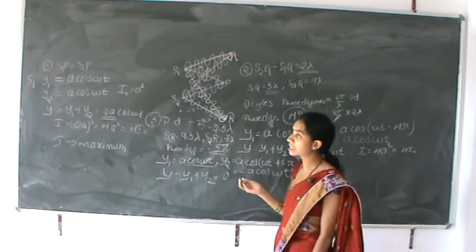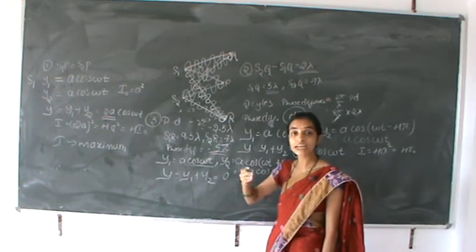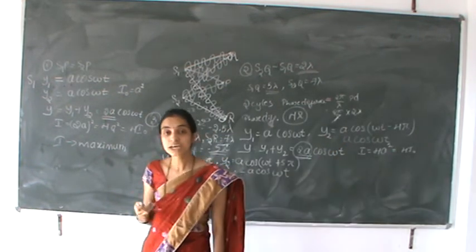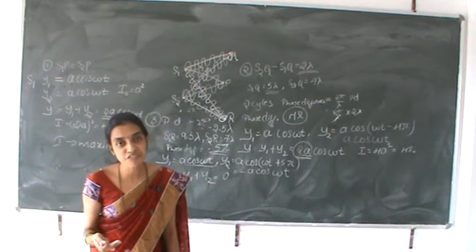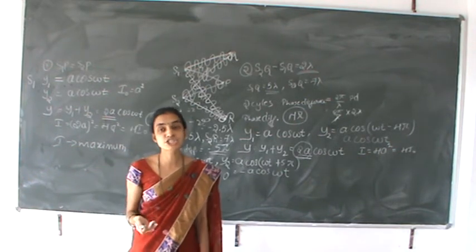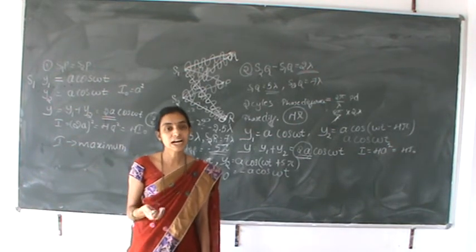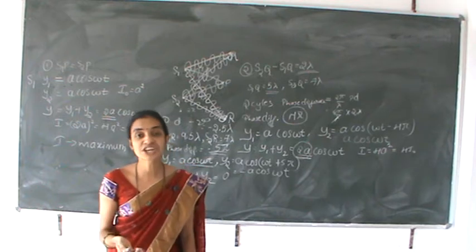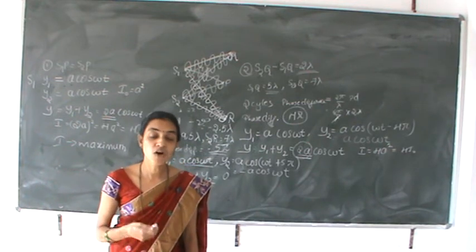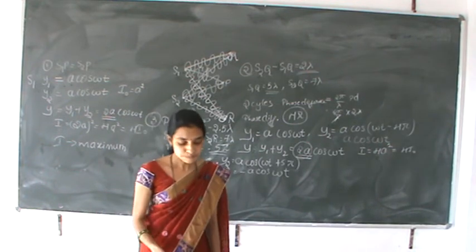Generally we have obtained the condition. There is one standard derivation. If there is a phase difference of pi, using that derivation you have to obtain the condition of the constructive interference and the destructive interference.